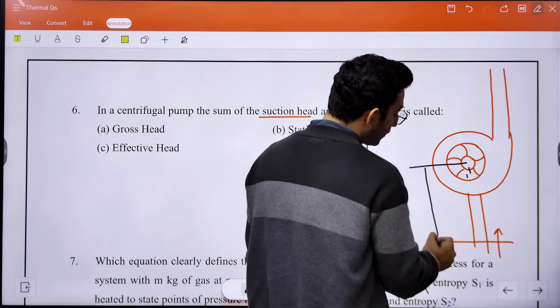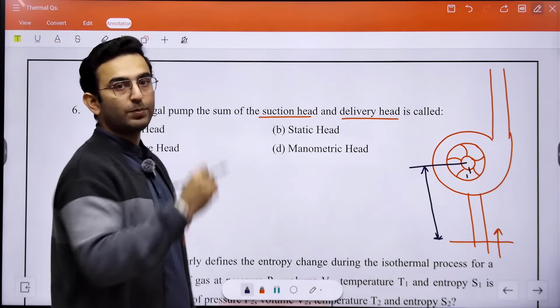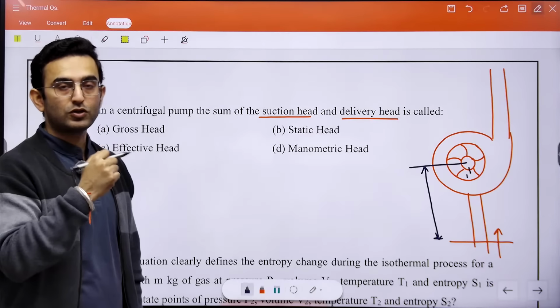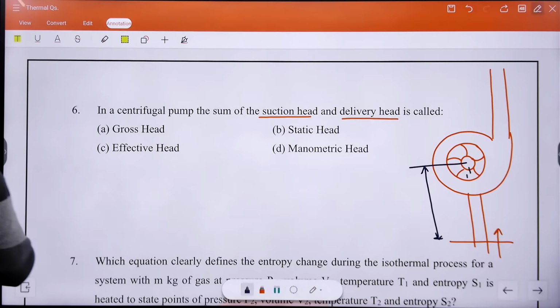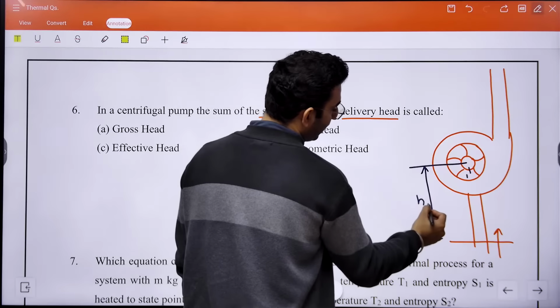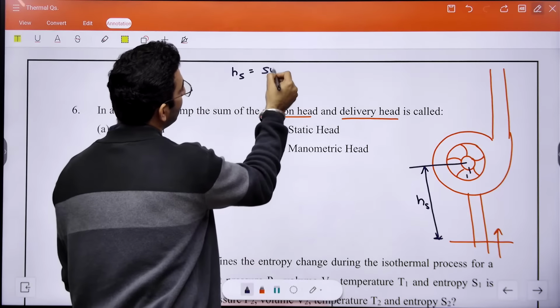Now the water is not going to lift on its own from the bottom to the center of the pump. You have to raise the water from the bottom to the center. For that purpose, you have to provide energy, and that energy is known as the suction head. So I can say Hs is representing the suction head here. Remember that.